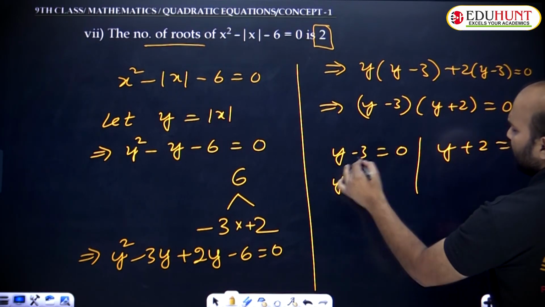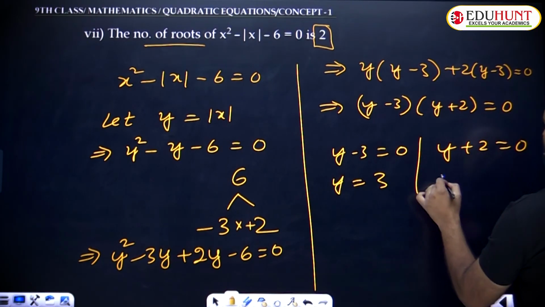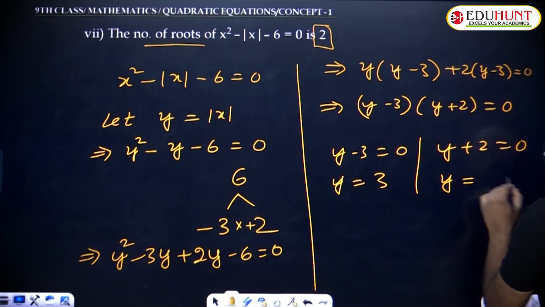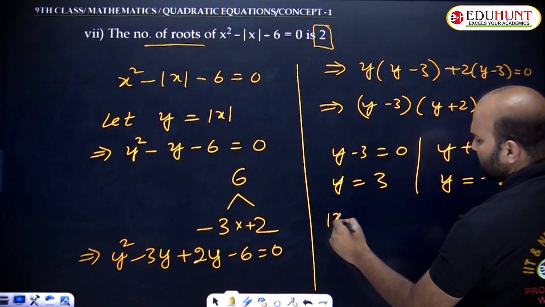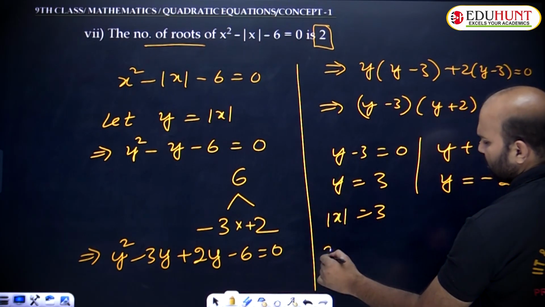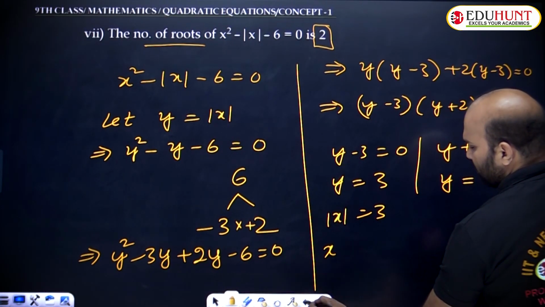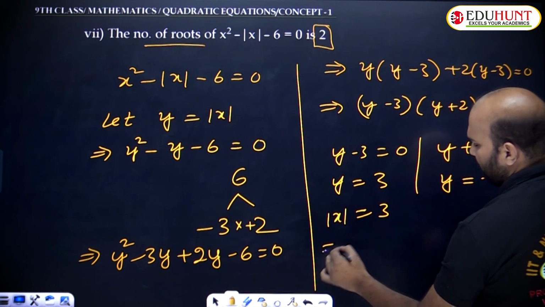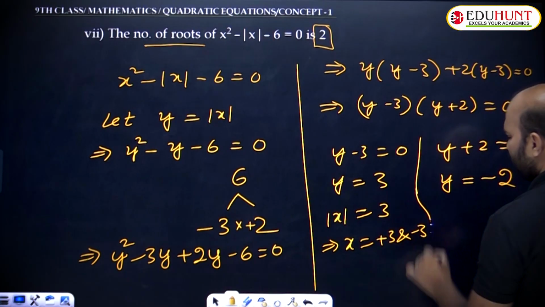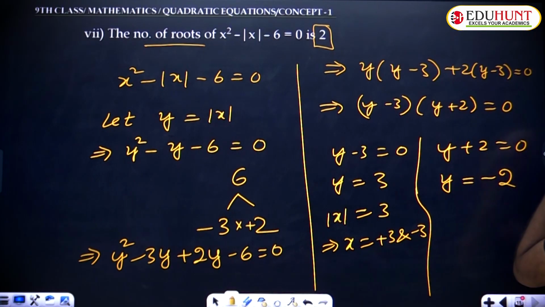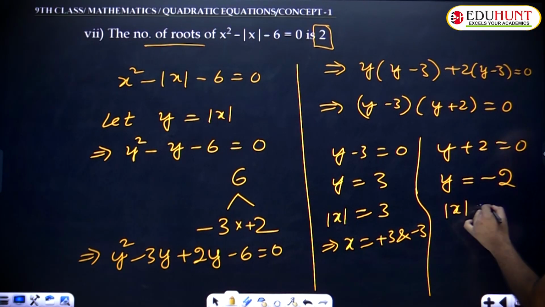Minus 3 goes to the right side and becomes positive. Here plus 2 goes to the right side and becomes negative. So y is mod x, so mod x equals 3. What is the x value? Mod x equals 3, so the x values are positive 3 and negative 3. Am I clear? But here y equals minus 2, so mod x equals minus 2.